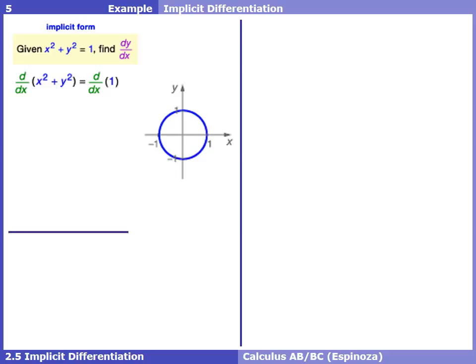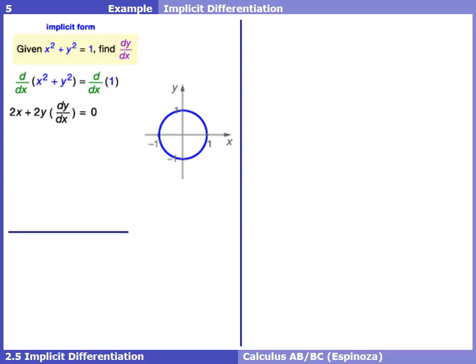So let's take the derivative of the left side first. The derivative of x squared is just 2x, but again, don't go dy dx crazy and start putting that everywhere. That's an x term, so it's just 2x. But when you take the derivative of y squared, that's going to be 2y. But we have to throw in a dy dx because of the chain rule, and you saw that a couple slides ago. So just keep in mind, anytime you take the derivative of a y term, you need to throw in a dy dx. On the right side, we are taking the derivative of constant 1, and that's just 0.